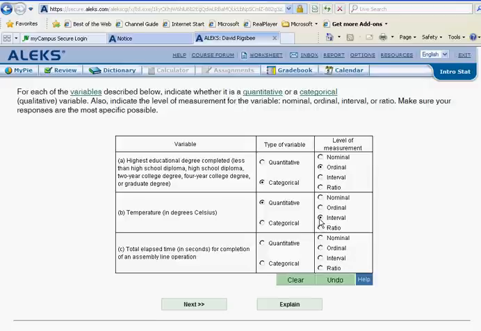Total elapsed time in seconds. Well, we'd have to measure that with a watch. That would be quantitative, and that would be ratio, because we know that no time at all would be a meaningful zero. 10 seconds would be twice as long as 5 seconds, and so ratio data would apply.